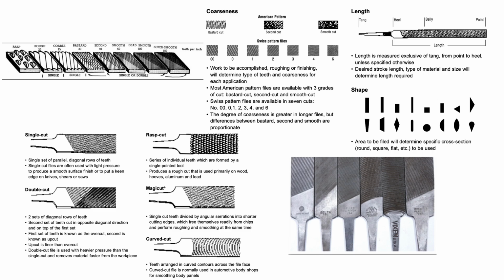Then there is the single cut file. This file has parallel lines of teeth running diagonally across its face in one direction only. The metal surface is rubbed in little quantity, and thus the surface becomes smooth.